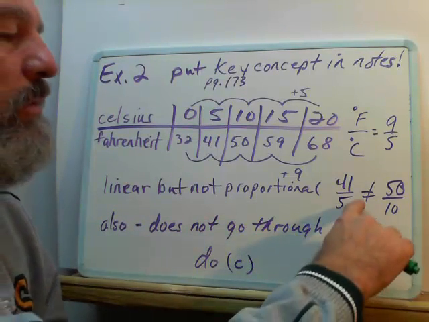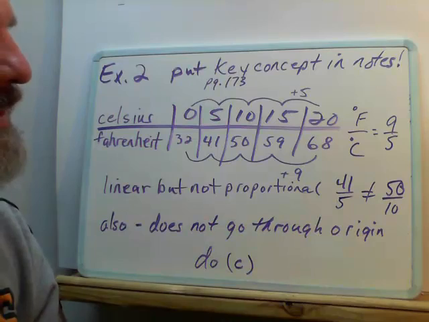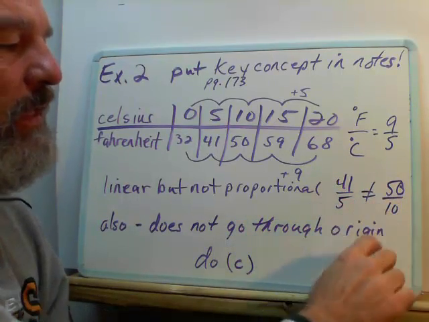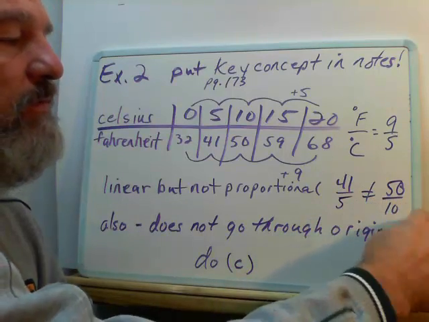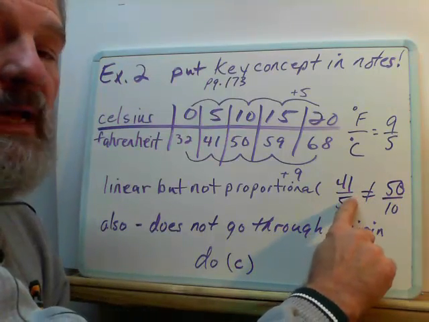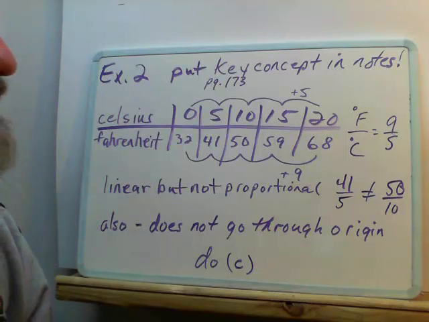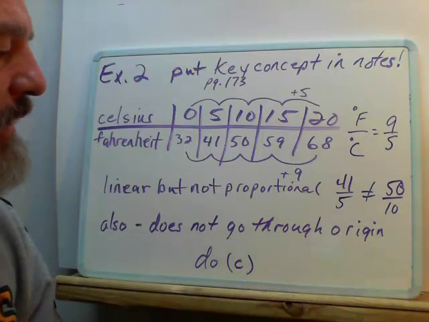Now the way they show that it is not proportional in the book is that we have 41 over 5 and 50 over 10. We could do the math here, but it's plain to see that this is 5 and this is clearly not 5. This would have to be 25 on the top to come out to be 5. So we do not have a proportional relationship.